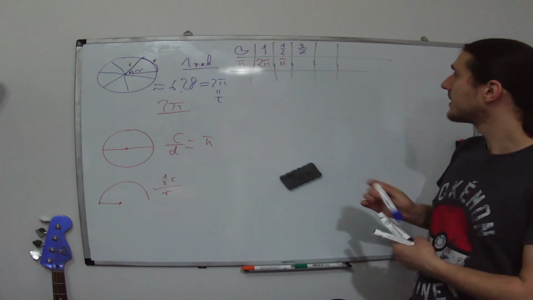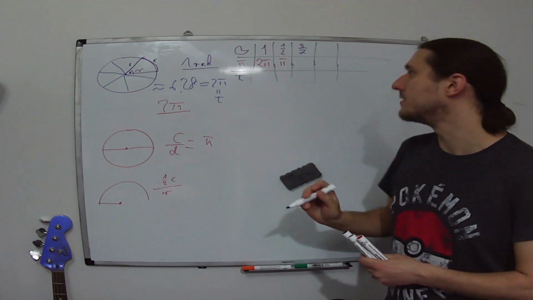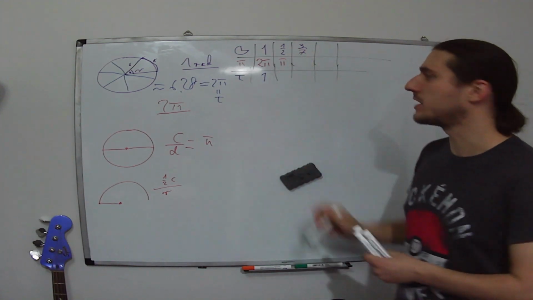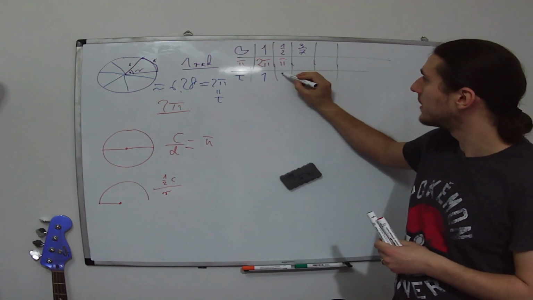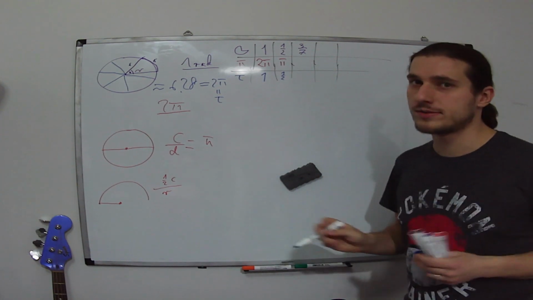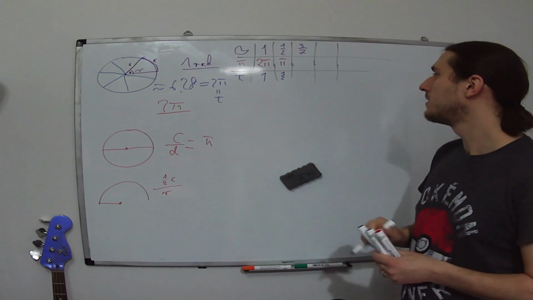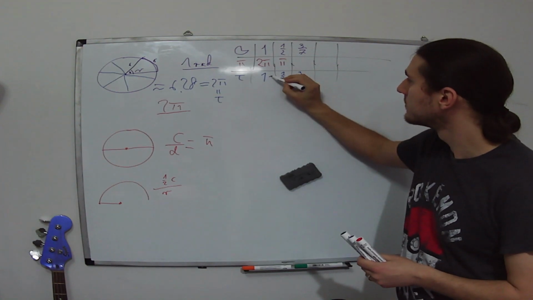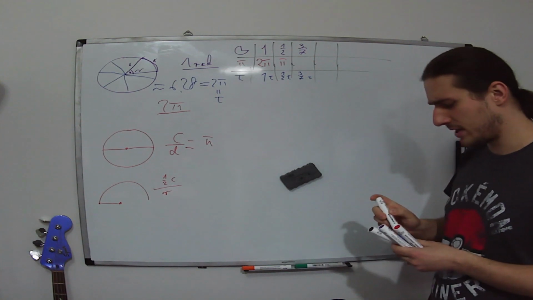So, if we have 1 full rotation, how many tau radians is that? 1. If you want half rotation, how many tau radians is that? It's half a tau rotation. What about 3/7 of a rotation? Well, that would be 3/7 of a tau. Do you see how ridiculously simple that is?